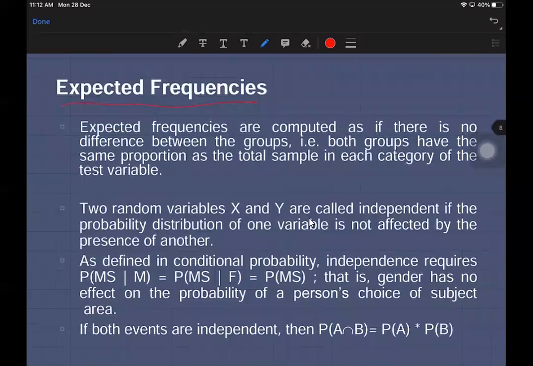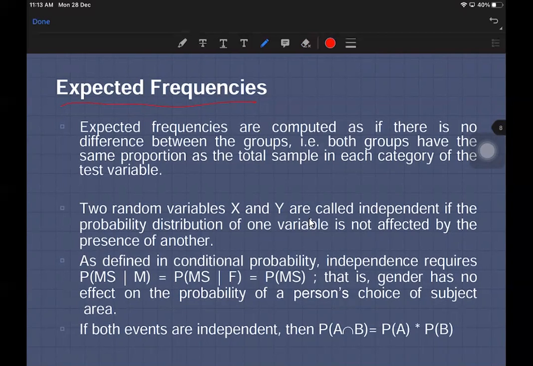So expected frequency are computed as if there is no differences between the two groups. Like what I mentioned just now, expected frequency we calculate assuming we accept the null hypothesis. Means that there is no differences between the groups. So both groups have the same proportion as the total sample in each category of the test variable.